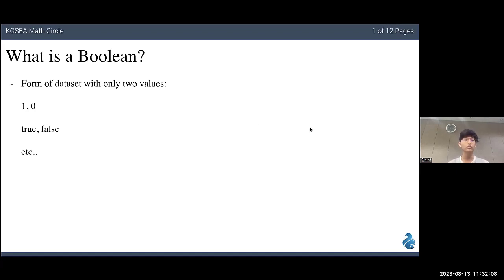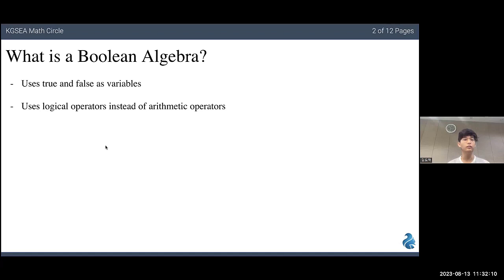With that in mind, Boolean algebra is a type of algebra where it uses true and false only as the values of the variables and uses logical operators instead of arithmetic operators. Therefore, I'll first go over the types of logical operators and then move on to theorems and laws regarding Boolean algebra and solve one problem.